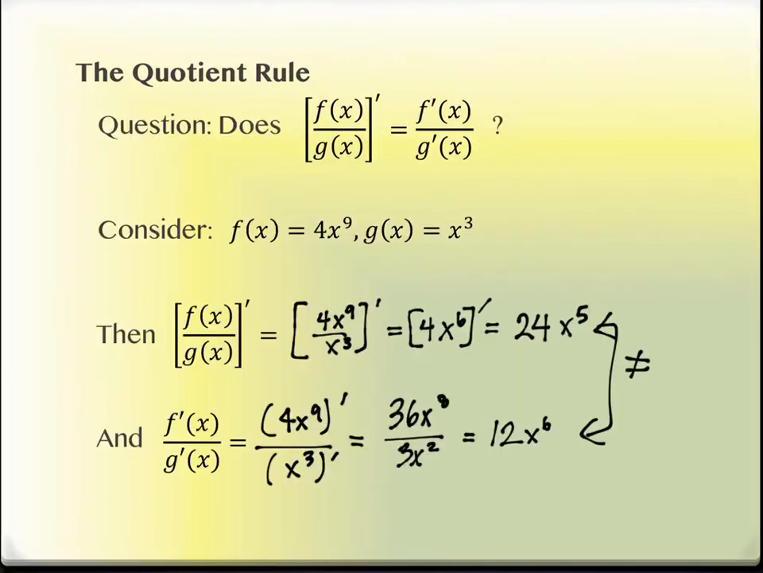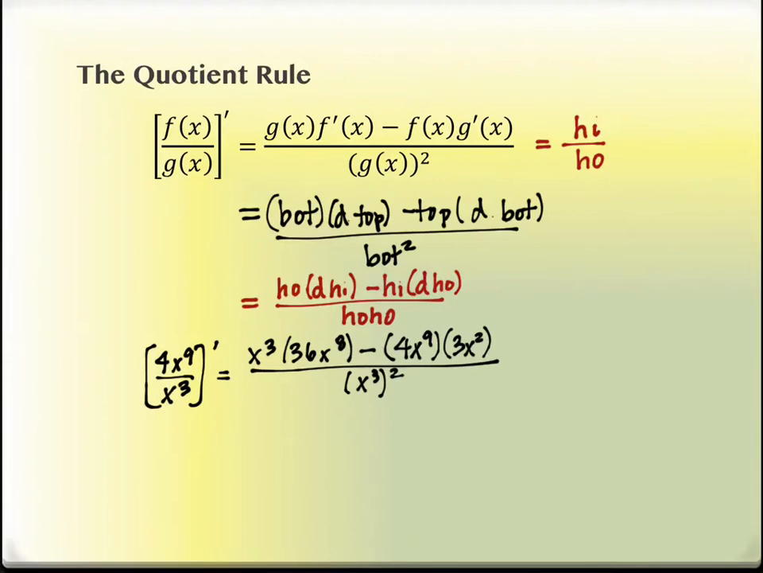So again, if this works, if this is correct, I should get 24x to the 5th. That's the real answer here, 24x to the 5th. Was it 5th? Yeah, 5th. Okay, so let's take a look.